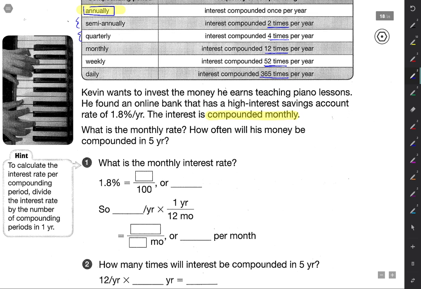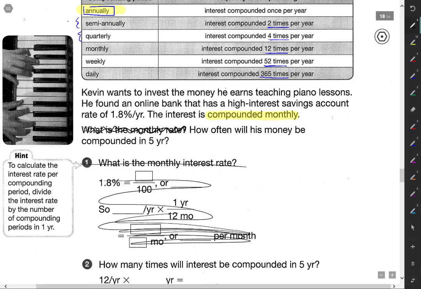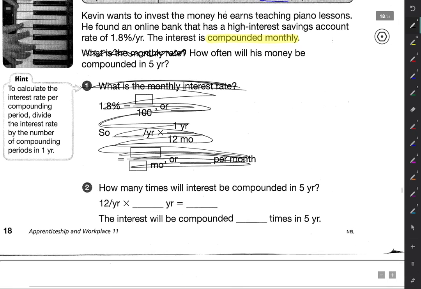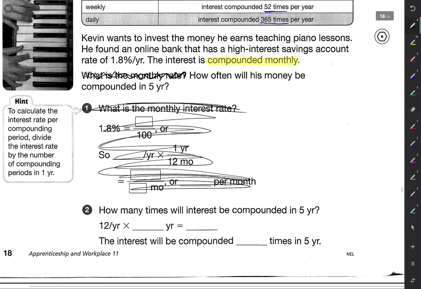For this question, I'm actually going to skip this first one where it says, what is the monthly rate? We're going to skip over that. That would be this whole first part. You can cross that out. And instead, we'll just skip to number 2. How often will his money be compounded in 5 years? Well, it's compounded monthly, so that means it is compounded 12 times in a year. So I'll put 12 times per year.